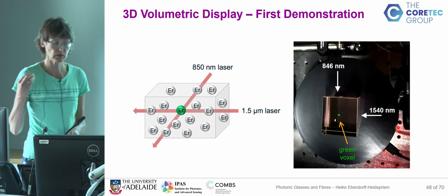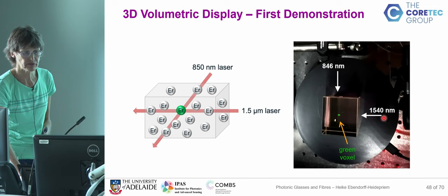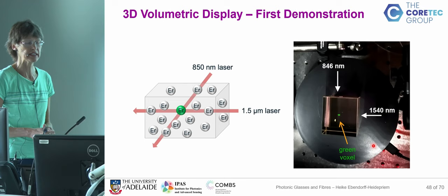Then we managed to do the first proof of concept experiment. So you see here the direction of the 850 nanometer excitation, the direction of the 1540 nanometer excitation, where the two lasers meet. They're two infrared lasers, so we can't see the colors, but where they meet, a green voxel is created.